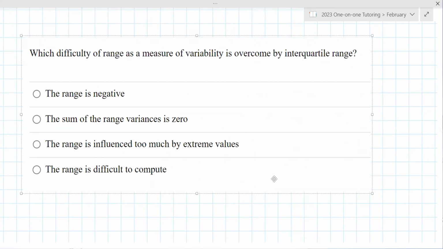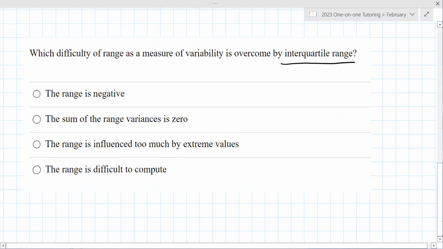Moving on to question 3. Is that okay? Yes. Which difficulty of range as a measure of variability is overcome by the interquartile range? So I think the first thing is, do you have an understanding of what interquartile range is, or how to calculate it? Kind of, but I get confused a little bit. I kind of know what range is already.